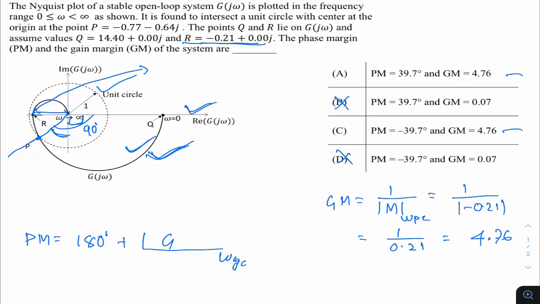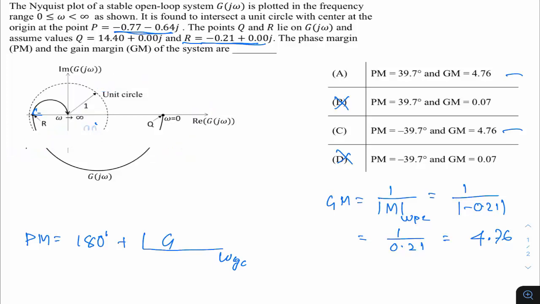Because the coordinate of P is given. P is basically minus 0.77 minus 0.64 j. Let me erase the irrelevant part so that it will be easier to explain. So P is minus 0.77. If I take its corresponding projections to the axes, like this, this length is basically 0.77 and this length is basically 0.64.